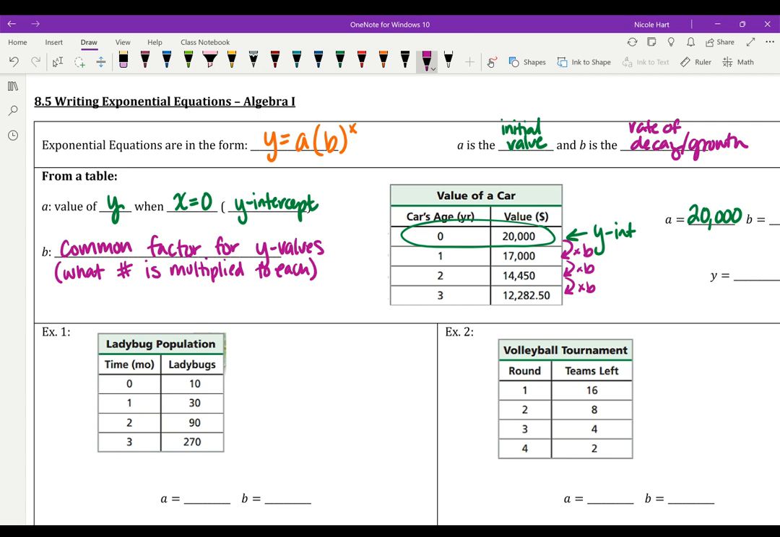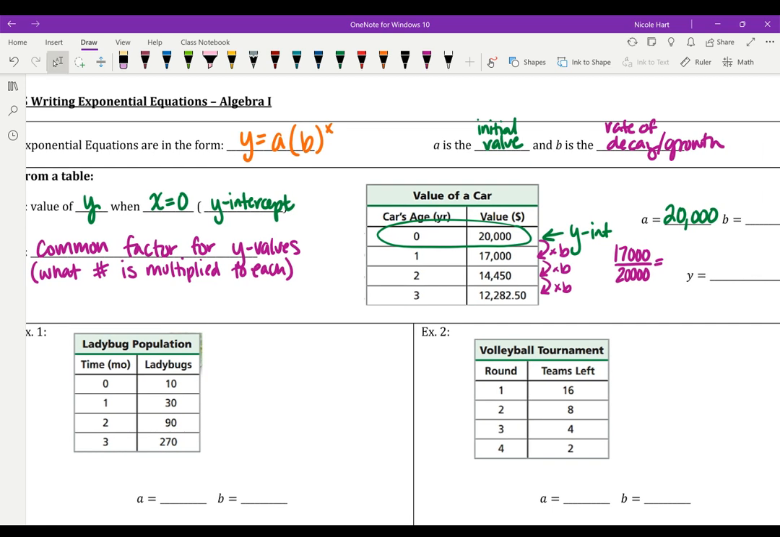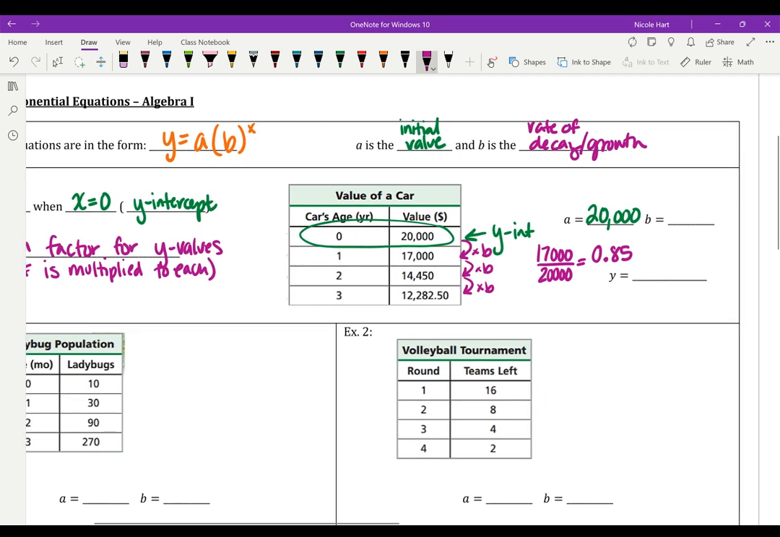To do that, I'm going to take my y value, and I'm going to take the number immediately after the 1700 and divide it by the y value. And as you notice, our numbers are getting smaller. So this is a decay, so our number should be between 0 and 1. So it's going to be a fraction or a decimal. Between 0 and 1, it should not be greater than 1. And when we divide that in our calculator, we get 0.85. So b is 0.85. So our rate of decay is 0.85.